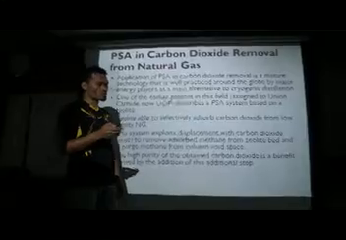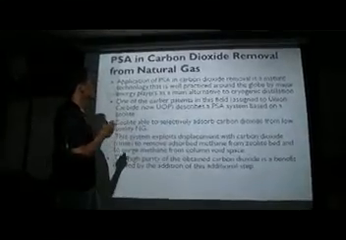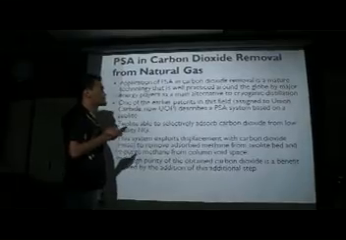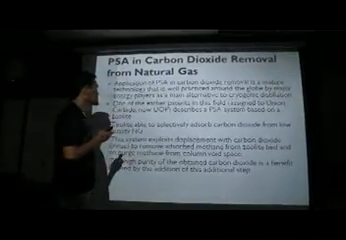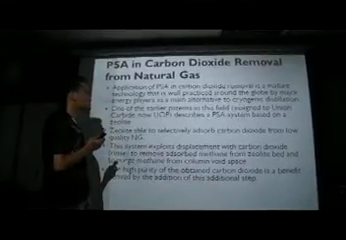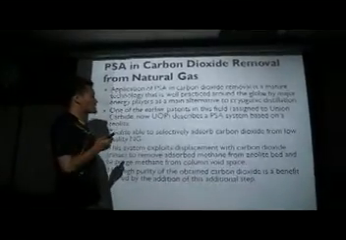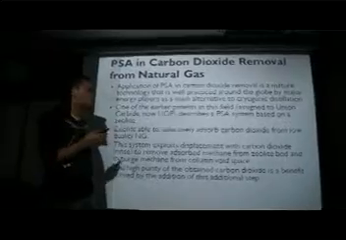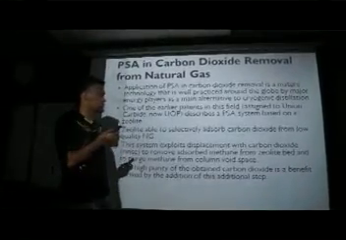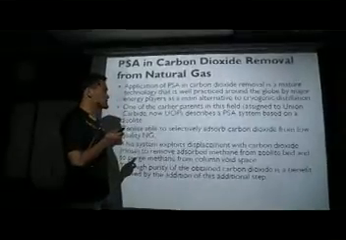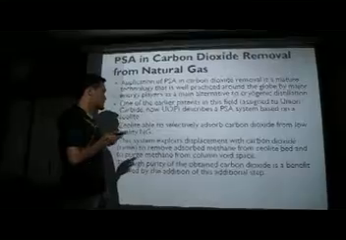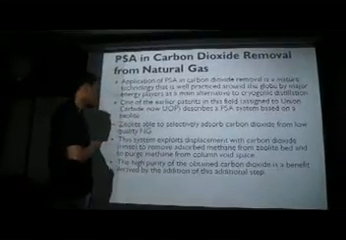Another application for PSA is in carbon dioxide removal from natural gas. The application of PSA in carbon dioxide removal is a mature technology that is well practiced around the globe by major energy players as a main alternative to cryogenic distillation. One of the earlier patents in this field, assigned to Union Carbide, now called UOP, describes a PSA system based on a zeolite. Zeolite is able to selectively adsorb carbon dioxide from low quality natural gas.